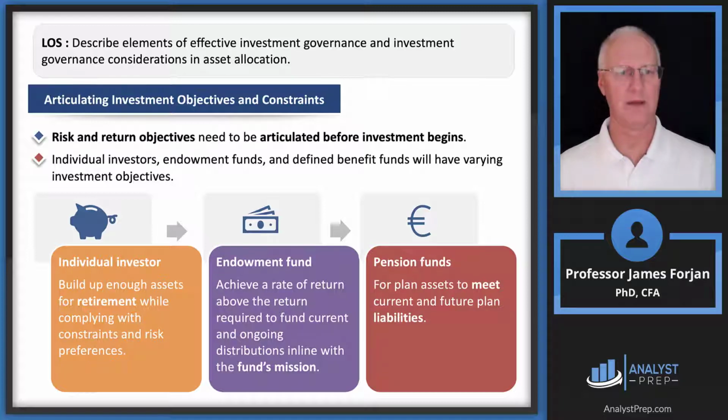Varying investment objectives. All right, so what kind of individual investor objectives might there be? Retirement, what did I say earlier? Paying for children's education, maybe buying a vacation house, beach house, a lake house, something like that.